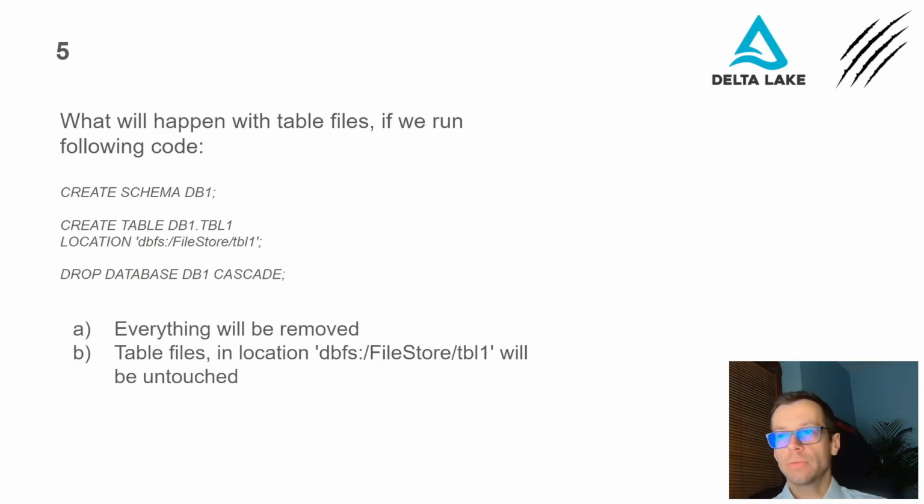What will happen with table files if we run the following code? Okay. So we are creating a schema. Then we are creating a table within that schema, but we are using the keyword location, so it's an external table. And then we are dropping the whole schema, using the option cascade. What will happen with the table files? Everything will be removed? No, of course, the files of the table will be untouched because the table is registered as external. So the metastore is not authorized to do that, and you can check it by yourself.